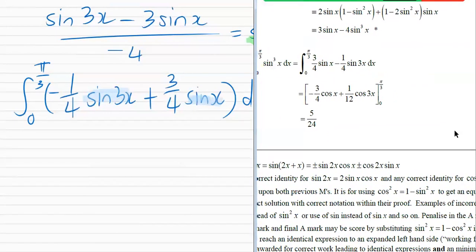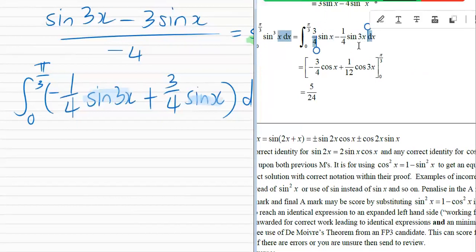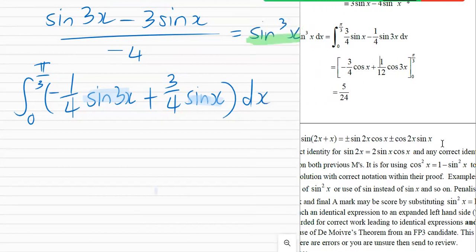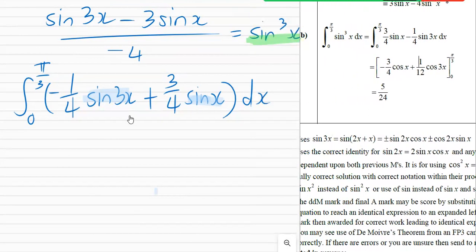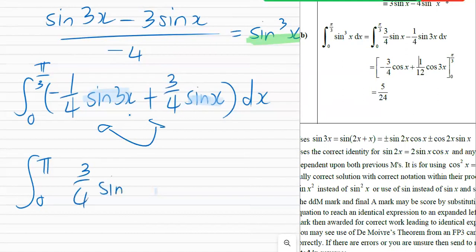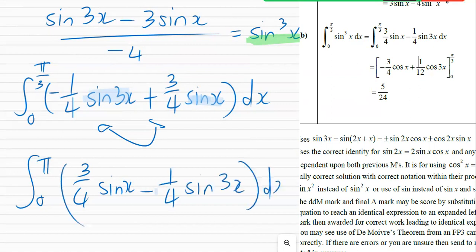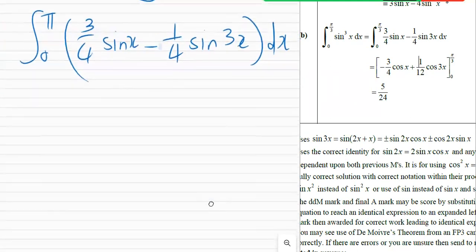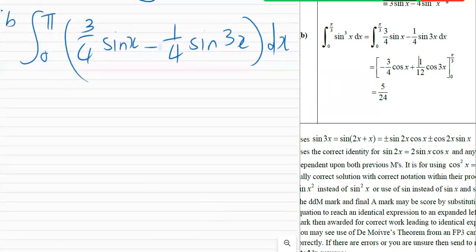First step was, how did we even get to this thing? So that's how. They've got it reversed, so I'm just going to reverse it so I can follow on exactly. They just switch these around. So 3/4 sine x minus 1/4 sine 3x. This is what we want to be integrating for number 5b, between 0 and pi/3.